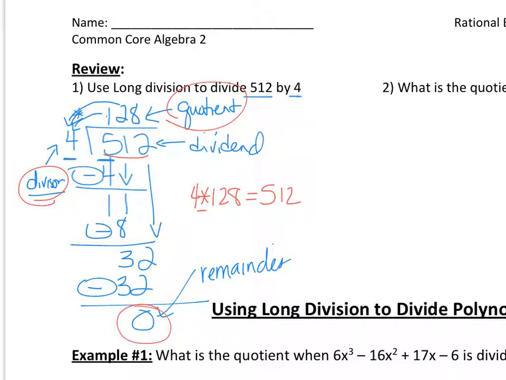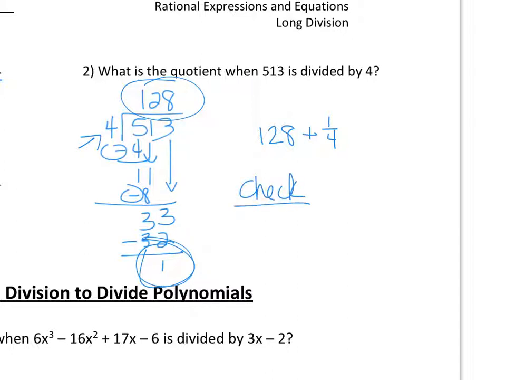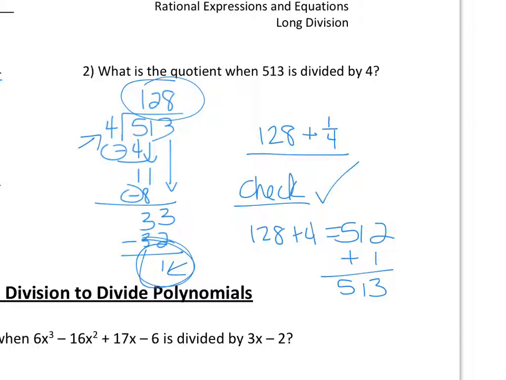So why don't you try and long divide the next one? All right, hopefully you got 128 with the remainder of 1. So the way we write this is 128 plus 1/4. That's the answer, because 1 still has to be divided by 4, and it can't be. To check our work, 128 times 4 is 512, as we just did in the last problem. So we add the remainder on, and we get 513. So this was just a check, and this is how we write our answer.